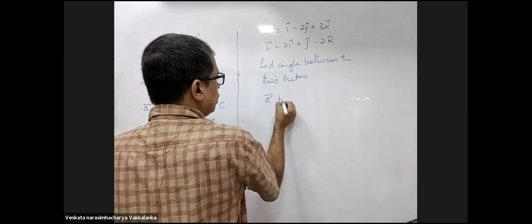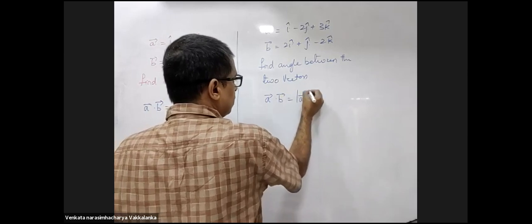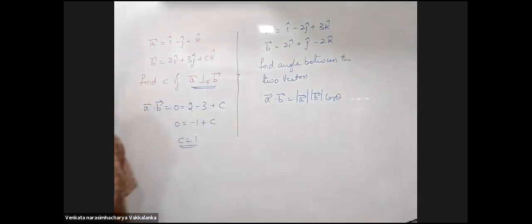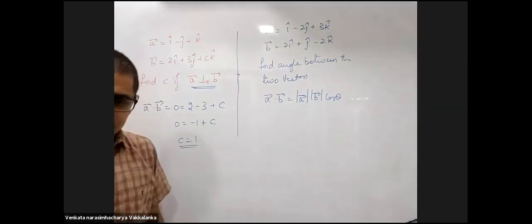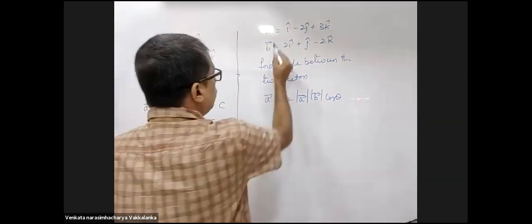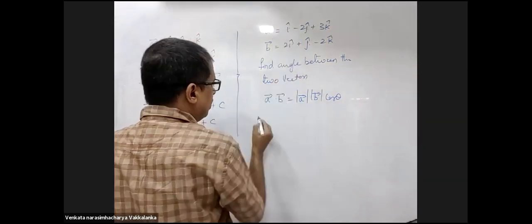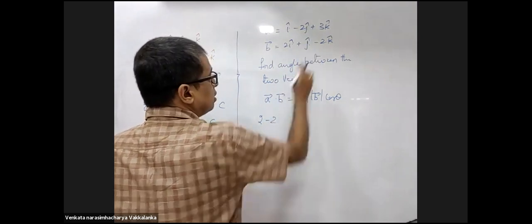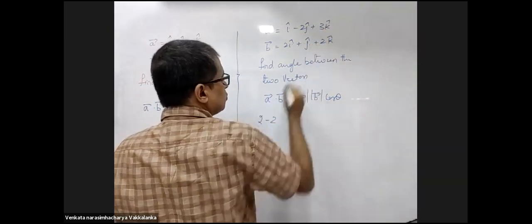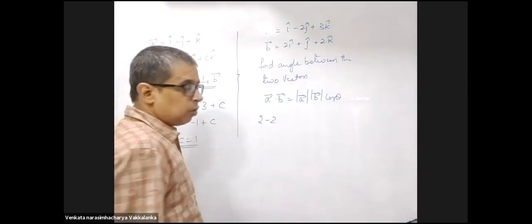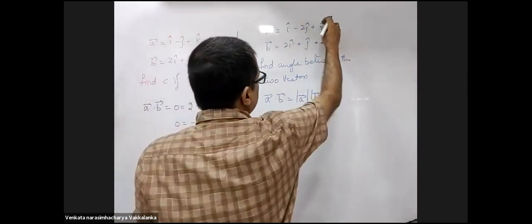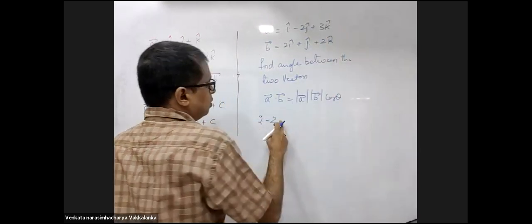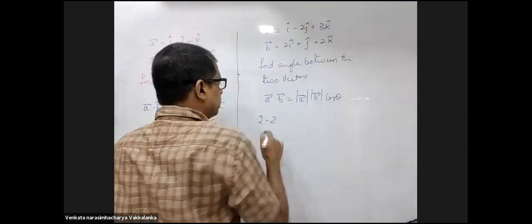Now, A dot B will be magnitude of A into magnitude of B into cosine of the angle between them. So now, what is A dot B? 1 into 2 is 2. Minus 2 into 1 is minus 2. Right? Make this plus. Right now, you don't know the values of cos theta. I'll make a small change.